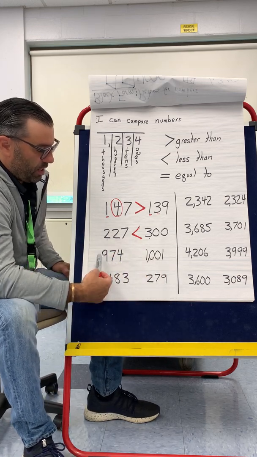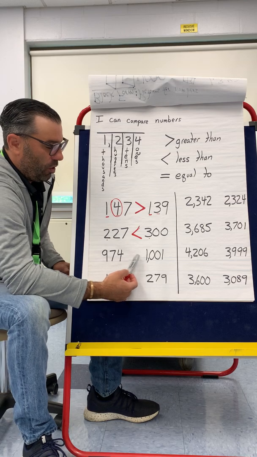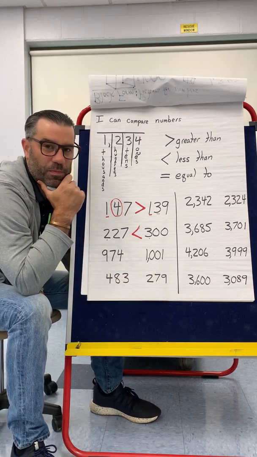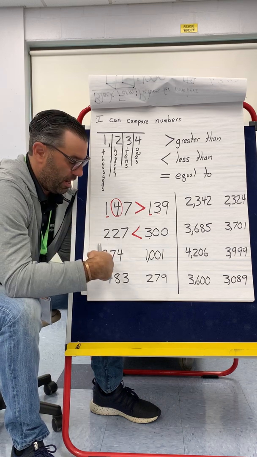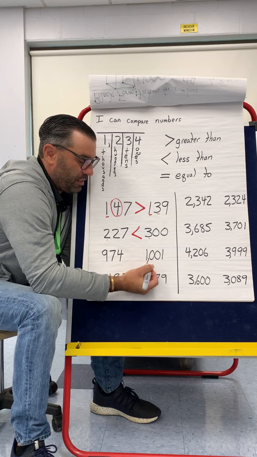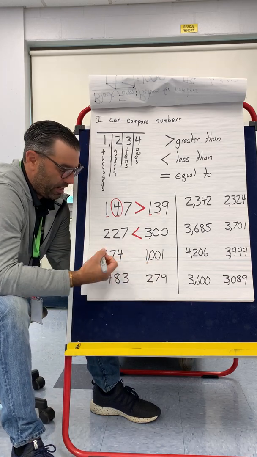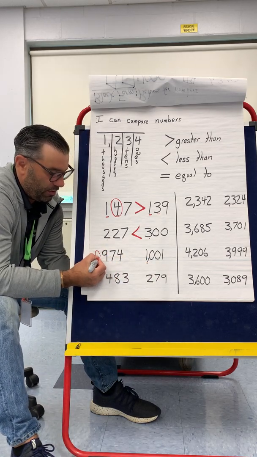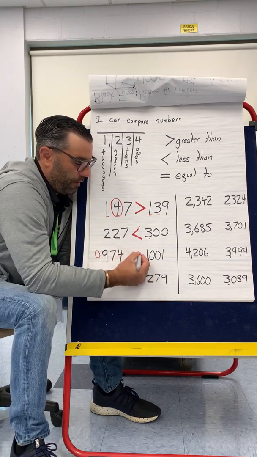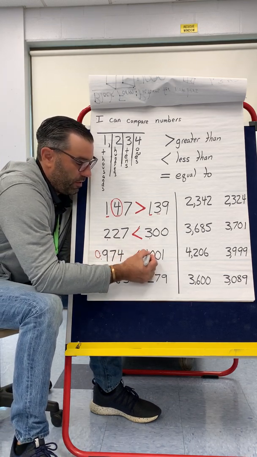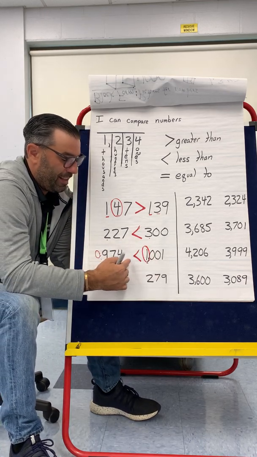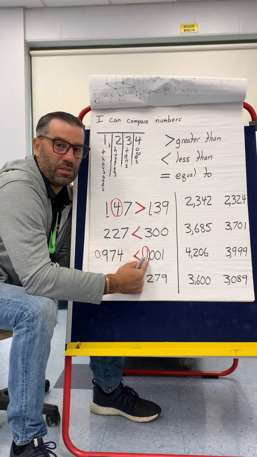So I have the next one, 974 or 1001. What do you think it is? Well, let's just check. 900, well, oh, this one has thousands, so it's already bigger. This one doesn't even have any thousands. It would be like a 0 if there was anything there, right? So 1001 for sure because of the thousand. So 974 is less than 1001.